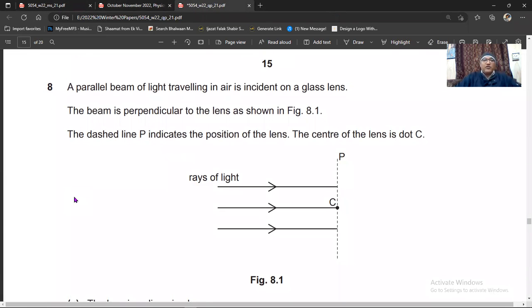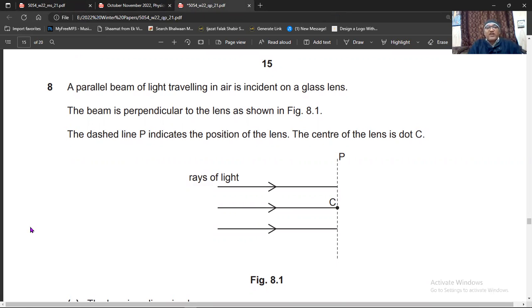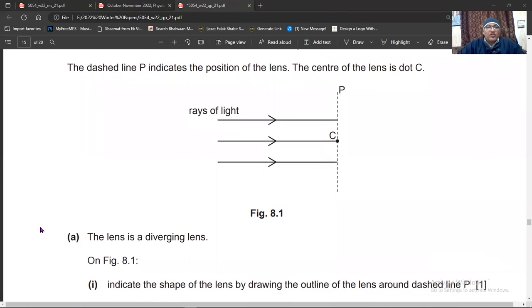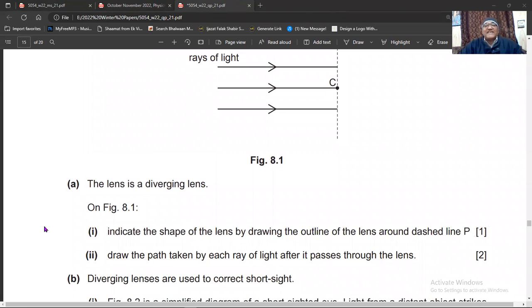Question number 8 coming up on your screen. A parallel beam of light traveling in air is incident on a glass lens. The beam is perpendicular to the lens as shown in figure 8.1. The dashed line P indicates the position of the lens. The center of the lens is dot C. The lens is a diverging lens. On figure 8.1, indicate the shape of the lens by drawing the outline of the lens around the dashed line P. It's a 1-mark question. Draw the path taken by each ray of light after it passes through the lens.